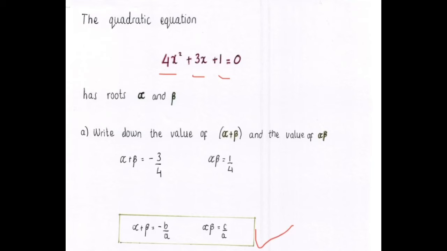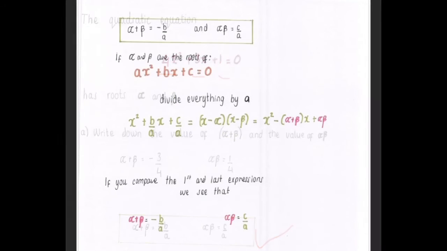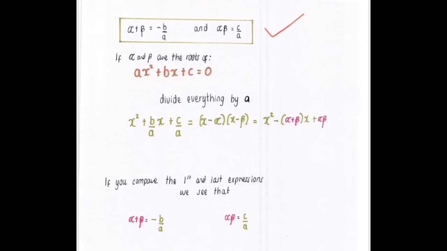Now that we know how to find alpha plus beta and alpha beta, we may wonder why using this method works. Using this, we find the simple formulae for the sum and product of the two roots by expanding out. If alpha and beta are the roots of ax² + bx + c = 0, then when we divide each term by a, we get this.